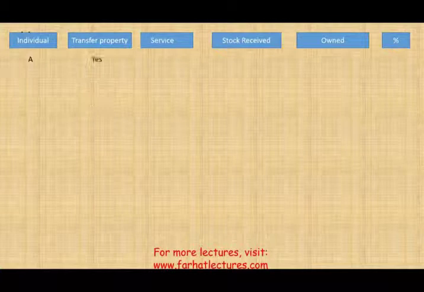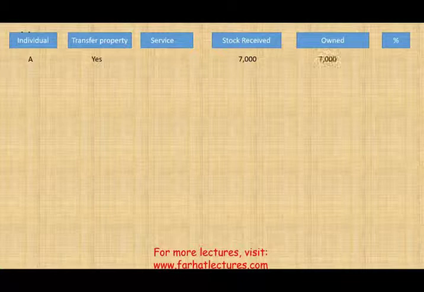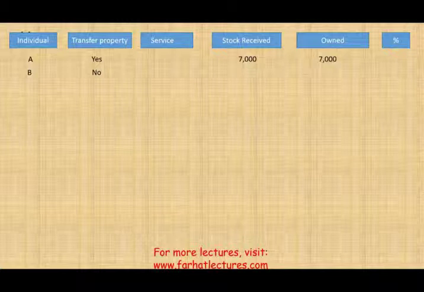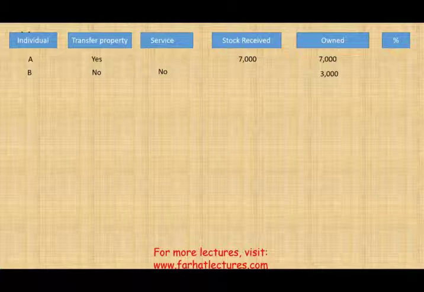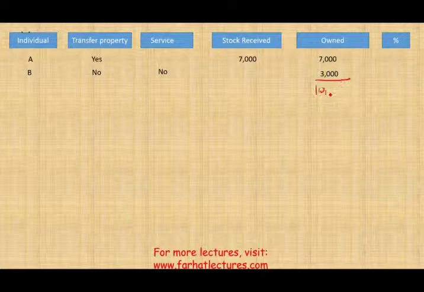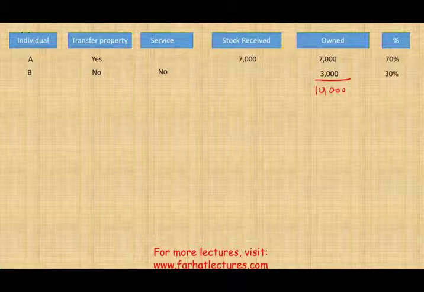Okay, so we'll start with this example about two individuals. A transferred property to the corporation, in return received 7,000 shares of stocks. Currently, A owns 7,000 shares. B is another owner, did not contribute property, did not contribute any services. But B currently owns 3,000 shares. So now A joined B, and now together they own 10,000 shares. So what's the ownership of A? The ownership of A is 70%. The ownership of B is 30%.